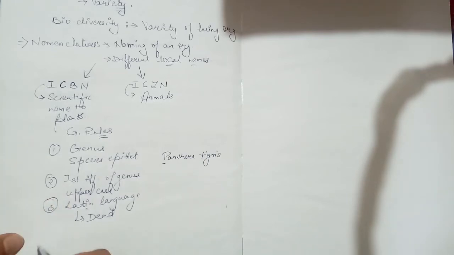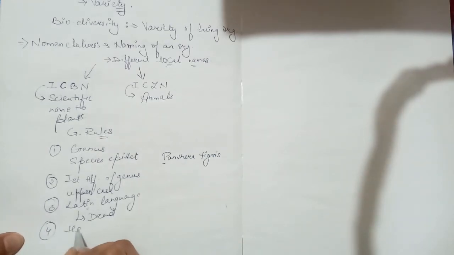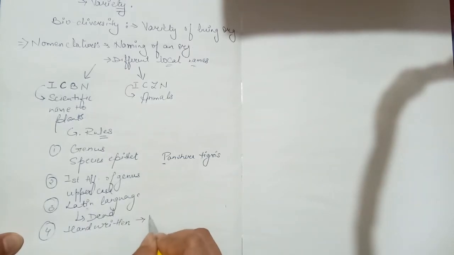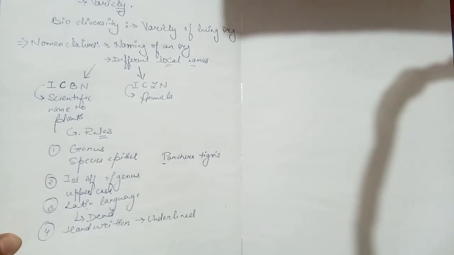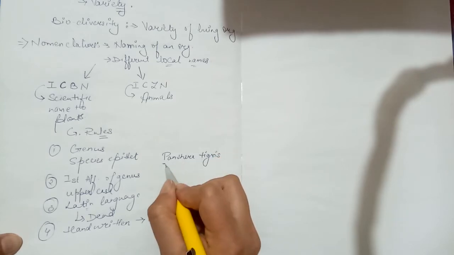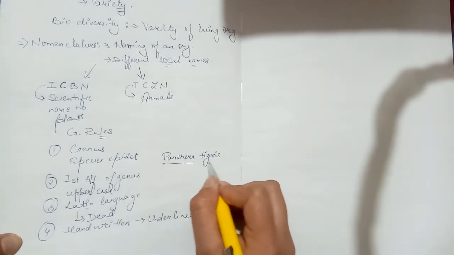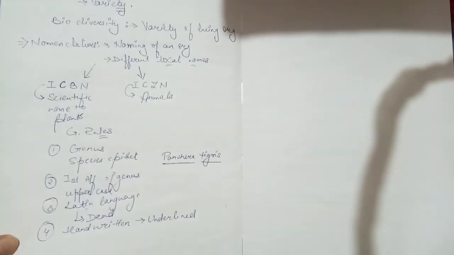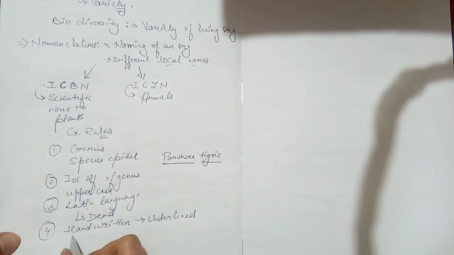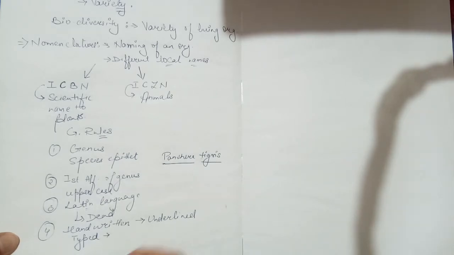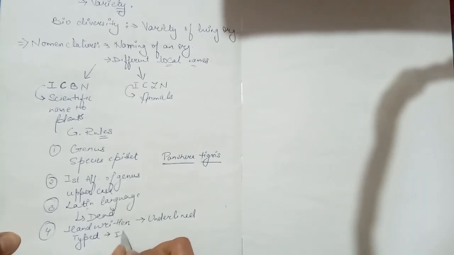After that, whenever the scientific name is handwritten, it should be underlined separately. For example, in this case, Panthera will be underlined separately and tigris will be underlined separately. But if it is typed, it should be in italics.